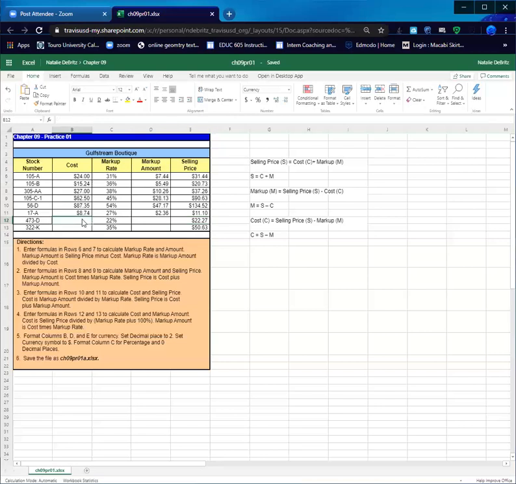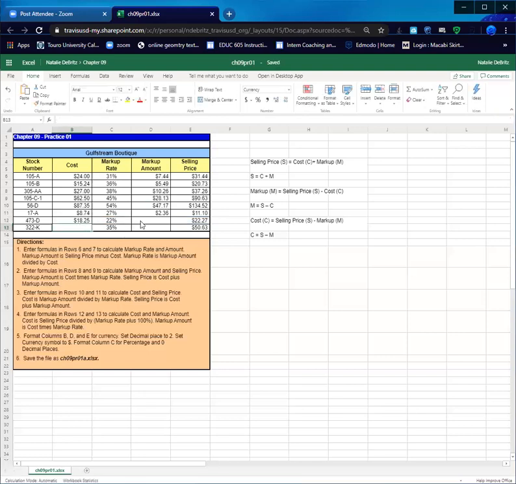Now I'm going to find the cost again, but this time I have the selling price. So to find the cost, I'm going to take the selling price and divide it by 1 plus the markup rate. So how do I know when I add 1 and when I don't? Well, when I have the total amount included in the value, I add 1. When I don't have the total amount included in the value, I don't add 1. So that's going to give me my cost.